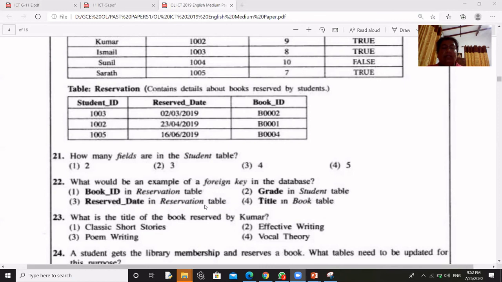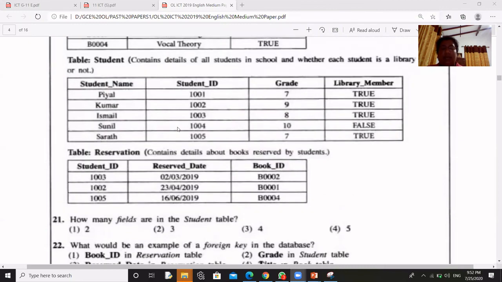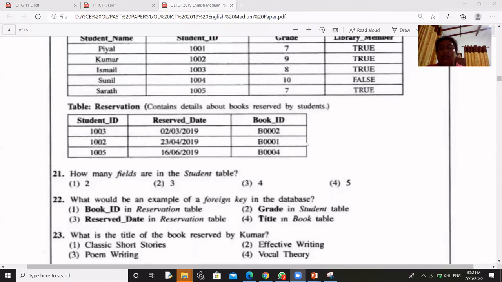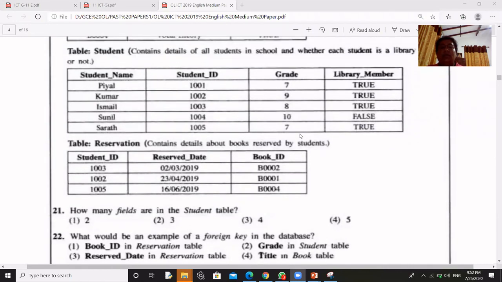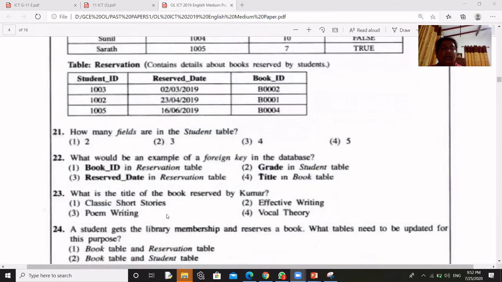Reserve date in the reservation table, right? You cannot take it as the foreign key because it is not the primary key of another table. Grade in the students table, grade is also not the primary key of another table. Title in the book table, title is also not the primary key of another table, therefore the answer should be the first one, right? I think everyone got that answer.